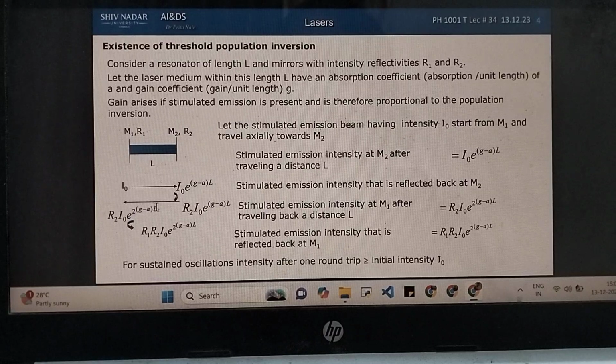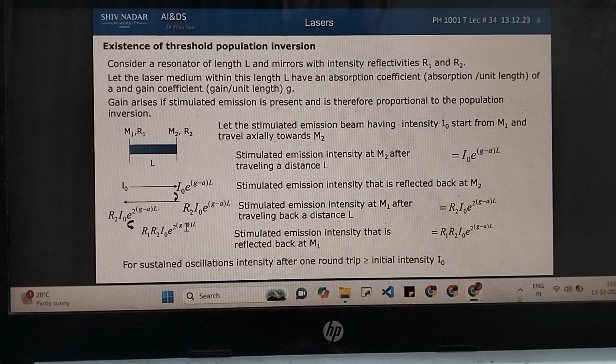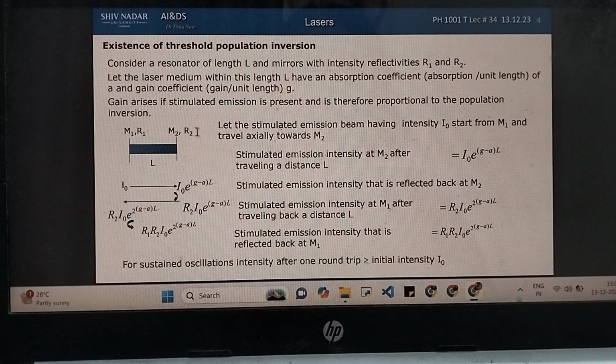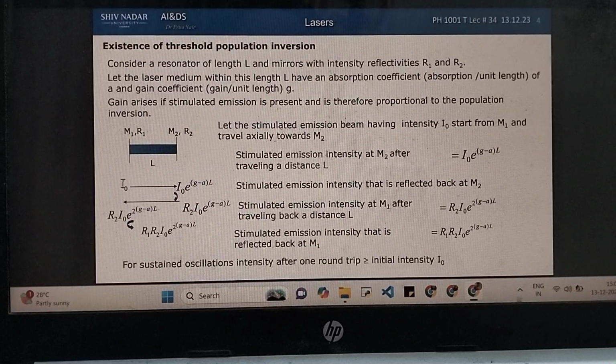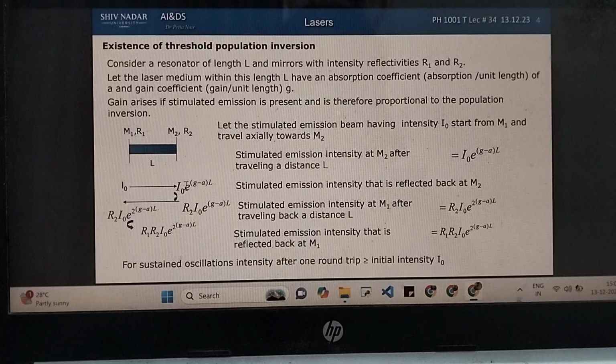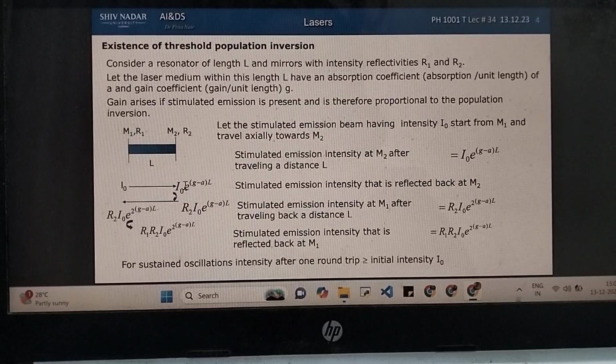So we will quickly take a recap at how we arrived over here, and then we'll continue with the derivation. This is the setup which I'm sure you all are familiar with by now. Your incident light starts with intensity I0. By the time it reaches here, it has intensity I0 e raised to (g minus a) times L, where g and a are the gain and loss coefficients respectively.